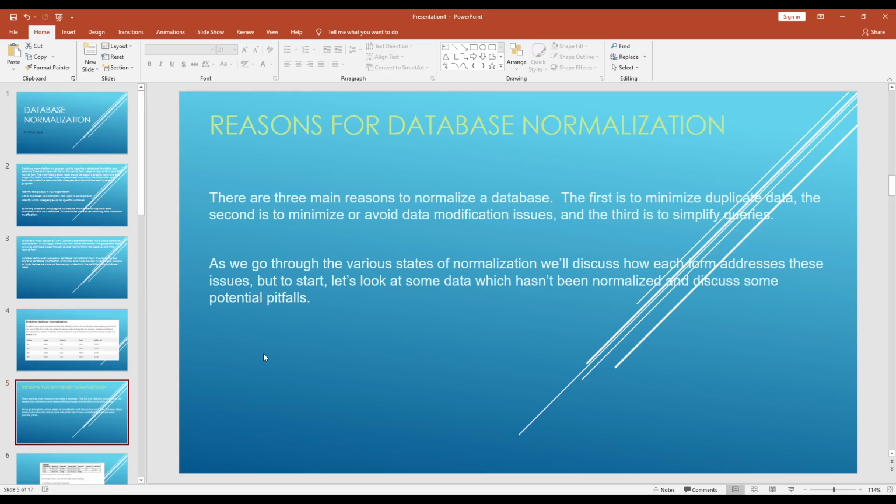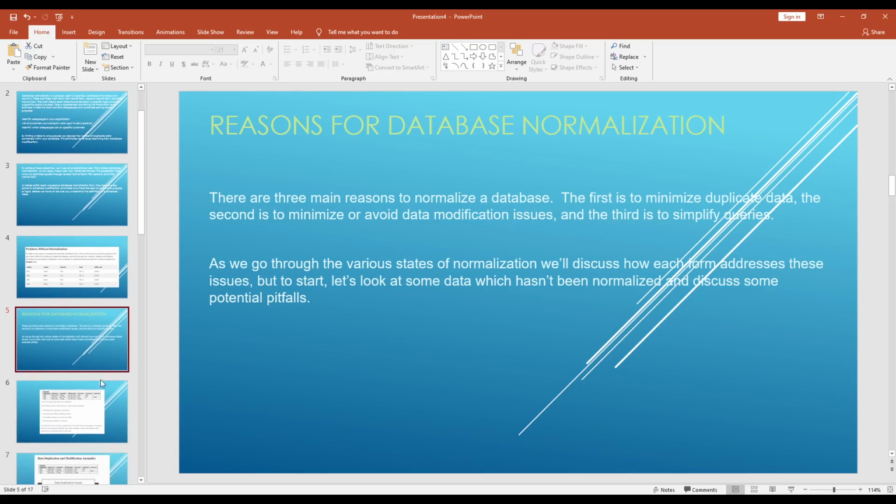Reasons for database normalization. There are three main reasons to normalize a database. The first is to minimize duplicate data. The second is to minimize or avoid data modification issues. And the third is to simplify queries. As we go through the various forms of normalization, we'll discuss how each form addresses these issues. But to start, let's look at some data which hasn't been normalized and discuss some potential pitfalls.